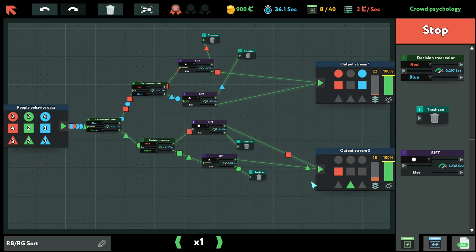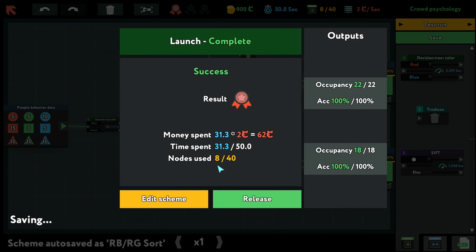Alright, so we have red squares and green triangles going here. That's correct. We have red squares, red circles, blue circles going here. That takes care of that. This is now a bottleneck. But there's not really anything I can do about that. We got a bronze medal.